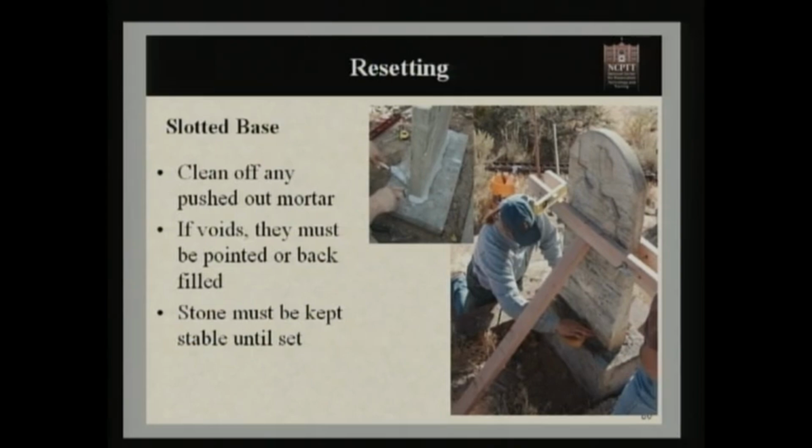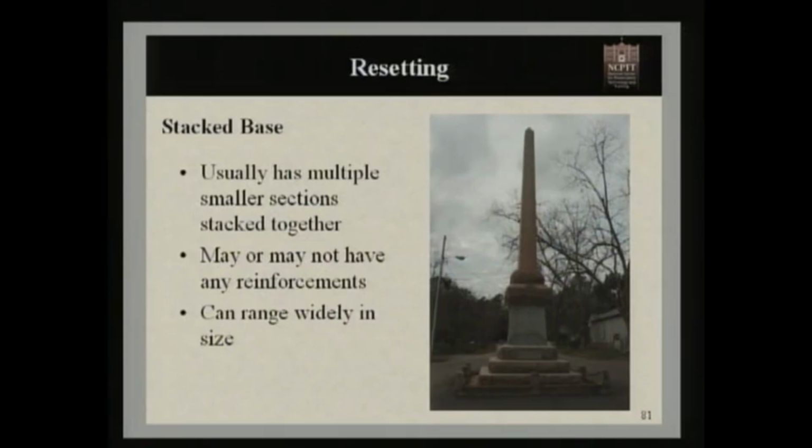So now we've talked a little bit about slotted bases. We'll move on to stacked bases. This is something that we see a lot, and it can be anything as simple as a 2-foot tall child stone with a single stacked base up to very large monuments. Usually we have multiple smaller sections that are all stacked on top of each other, making the overall monument. These may or may not have any reinforcements, and when I say reinforcements, usually what we have is metallic pins, and we'll talk about those in just a minute.